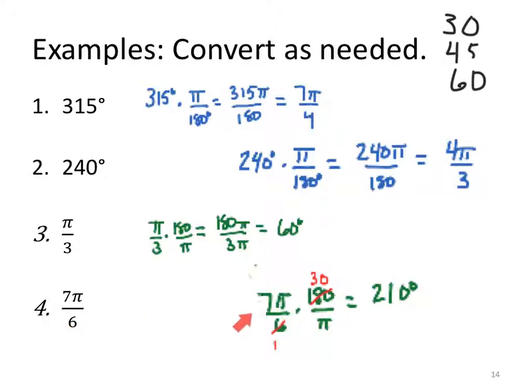7 pi over 6. If you don't want to multiply straight across and you want to simplify first, I'll show you a method in this example. 7 pi over 6 times 180 over pi. I know 6 goes into 6 one time. I know 6 goes into 180 30 times. Pi's cancel out. 7 times 30 is 210 degrees.